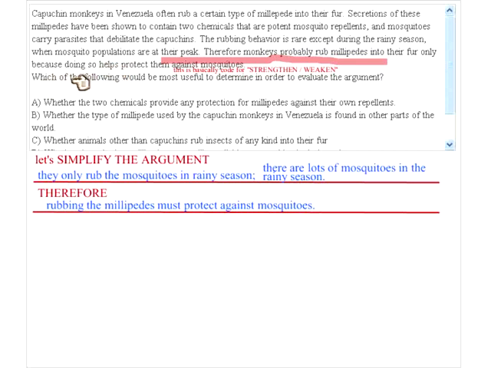So, if this were a strengthen question, it would be something like, yes, they are only available during rainy season, instead of whether.